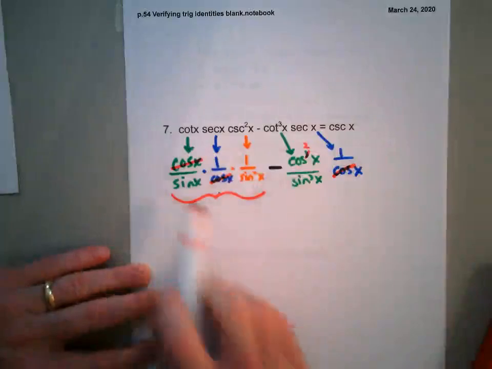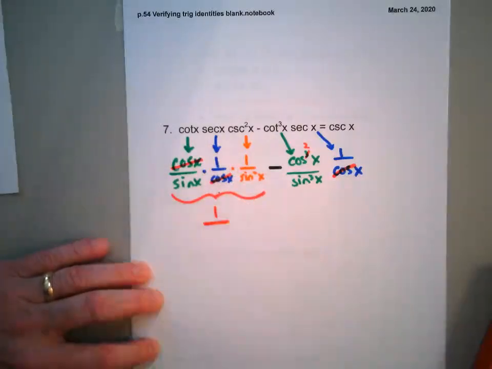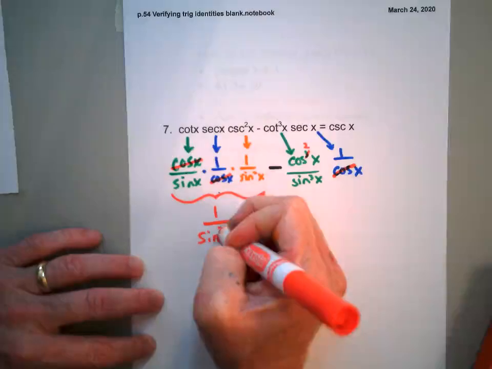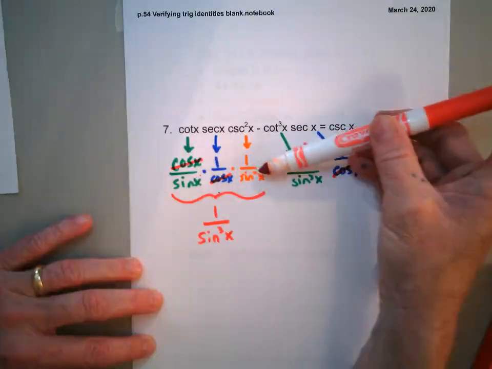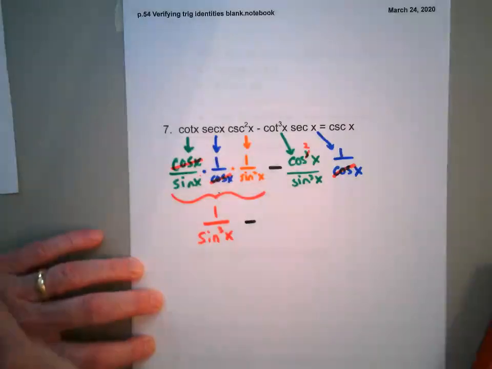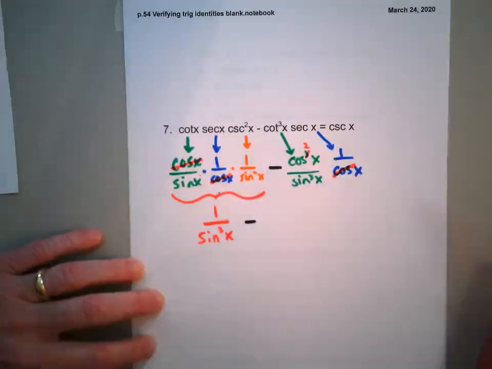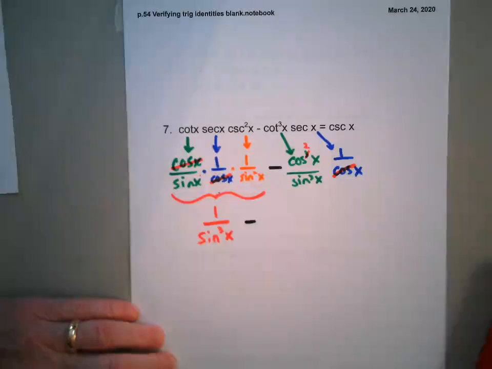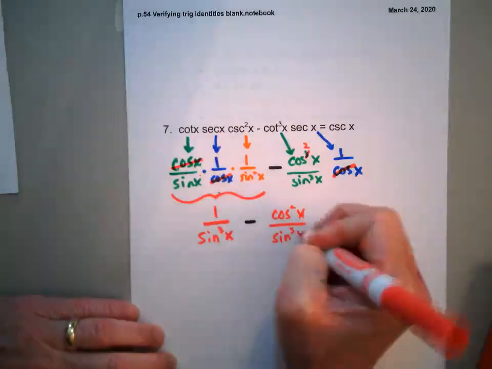So this is two parts. We have a part over here to the left and a part over here to the right. The only thing left on top is a 1, and on the bottom, you have a sine times sine squared, which is sine cubed x. Sine to the first, sine to the second, 1 plus 2 makes sine to the third. Subtraction sign. Over here, this blue fraction is completely gone. What we have is the green fraction with this red exponent, so that is cosine squared x over sine cubed x.